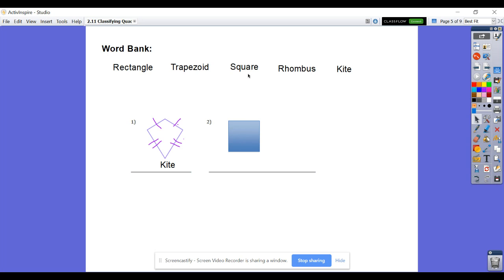You probably thought right away that it was a square because all the sides are equal and it has 4 right angles. That is correct. But this could also technically be a rectangle, right? Because it has right angles and opposite sides are equal. Could it be a trapezoid if it says at least one pair of parallel sides? This has at least one pair of parallel sides. In fact, it has 2. So this one could even be a trapezoid.